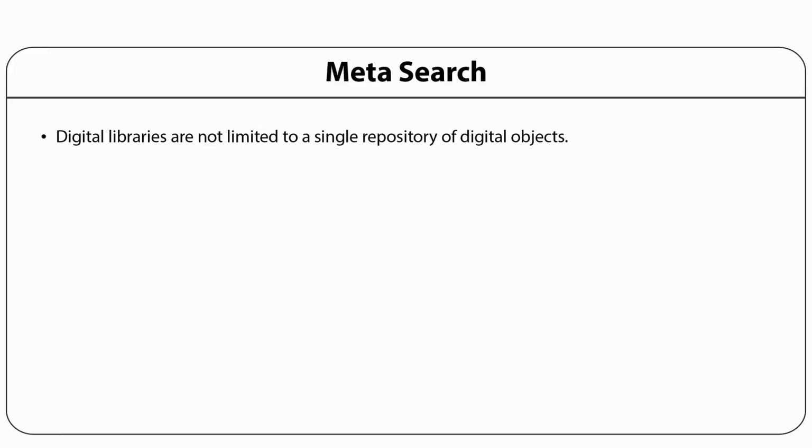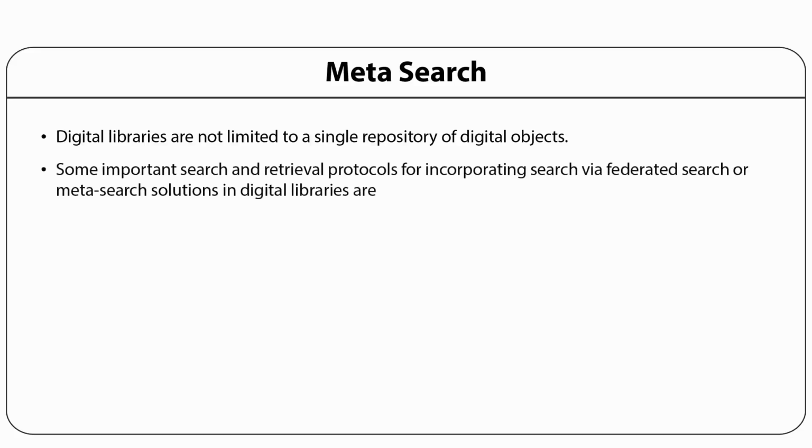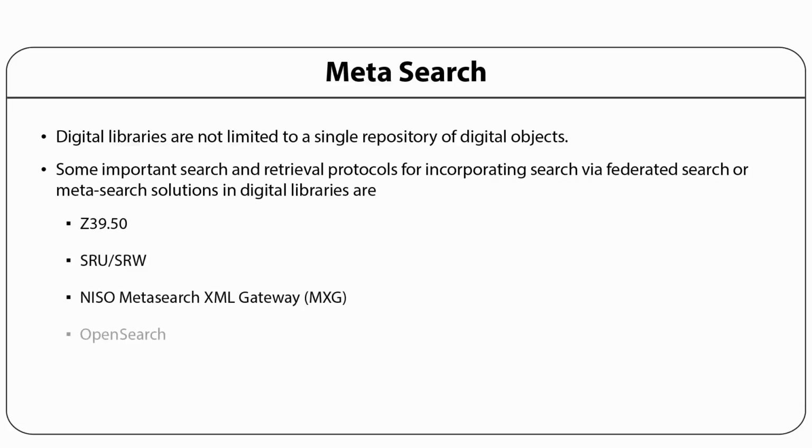Content of a digital library comes from different digital repositories accessible through library portals or resource discovery gateways. To cater to these requirements, digital libraries should incorporate standard and popular federated search protocols for exploring the content stored in digital libraries. Some important search and retrieval protocols for incorporating search via federated search or meta search solutions in digital libraries are Z39.50, SRU SRW, NISO Meta Search XML Gateway, and OpenSearch.